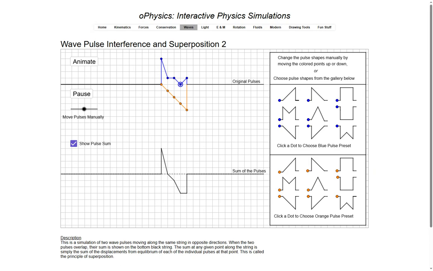Let's take a look at the next bit. All right, we'll get this one out of the way.